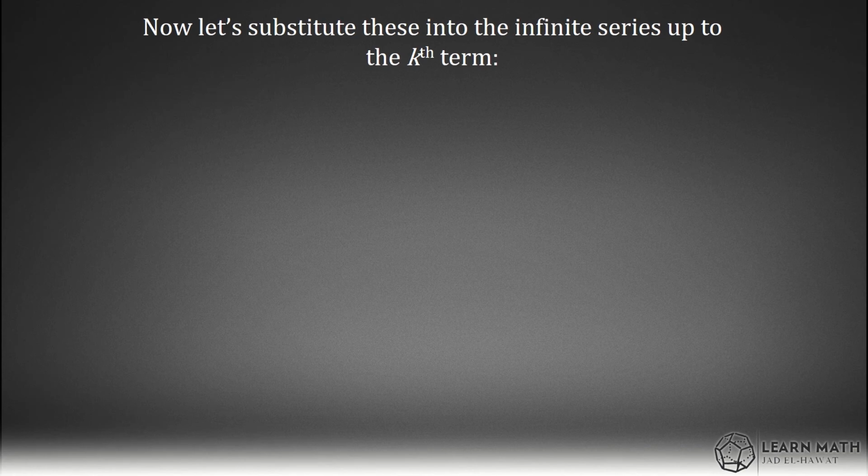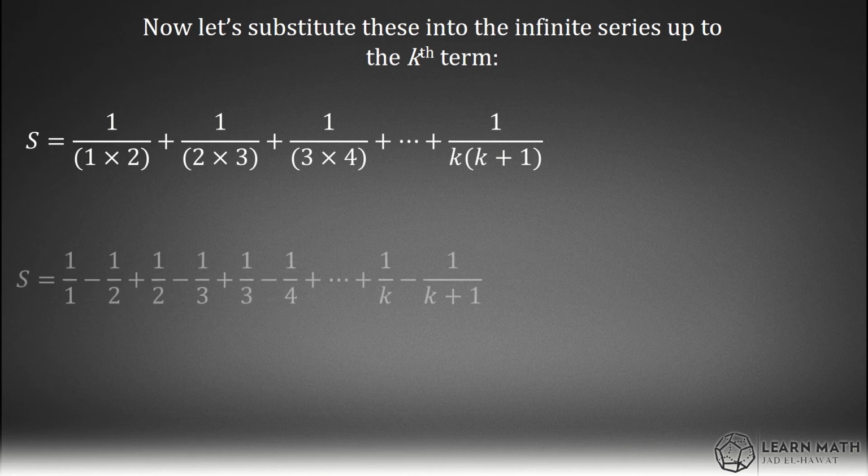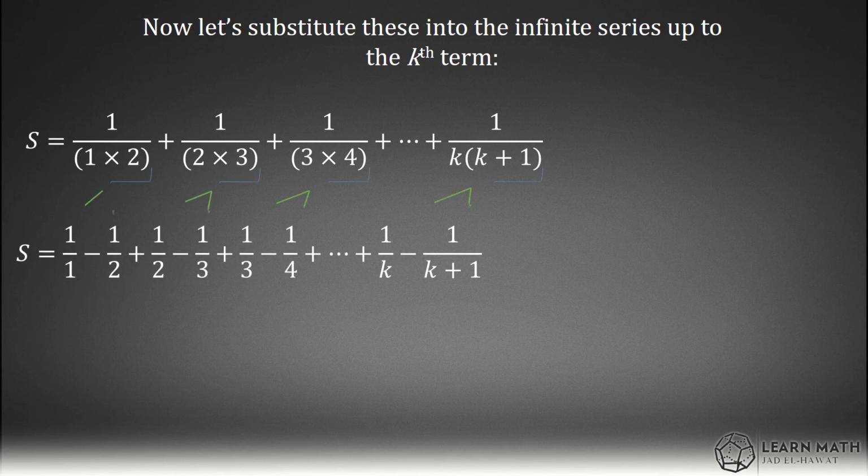Now, let's substitute these into the series up to the kth term. S equals 1 over 1 times 2 plus 1 over 2 times 3 till 1 over k times k plus 1. S equals 1 over 1 minus 1 over 2 plus 1 over 2 minus 1 over 3 plus 1 over 3 minus 1 over 4 till 1 over k minus 1 over k plus 1.